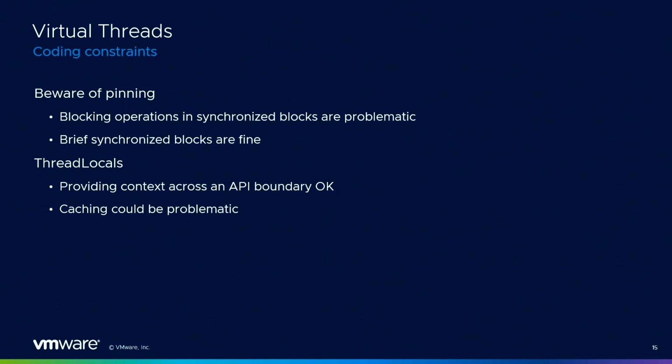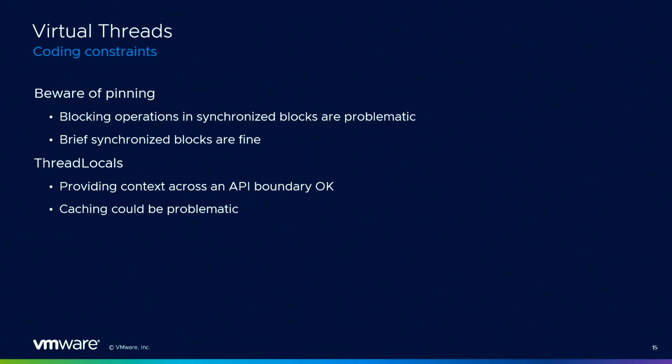And it is only if you do a blocking operation inside a synchronized block. If you're just doing something like using a synchronized block to protect access to a volatile variable, that's fine. Virtual threads have no issue with that. Don't need to worry about it. It's the big synchronized blocks that have got blocking operations inside that you need to worry about.